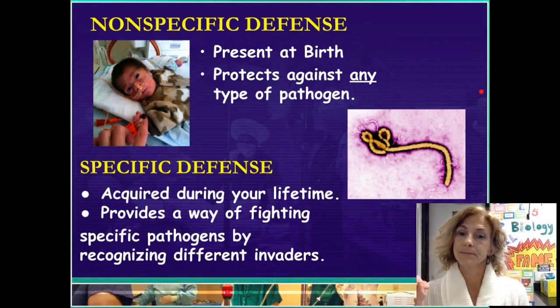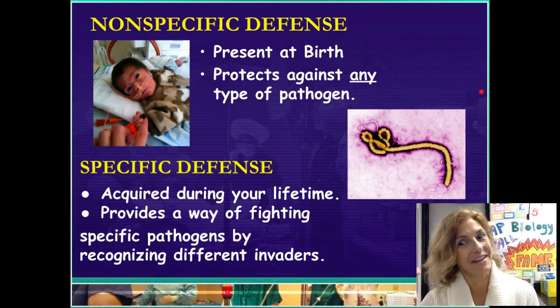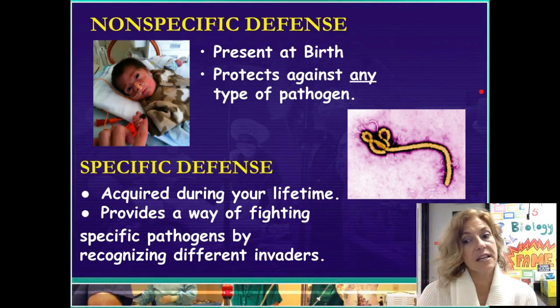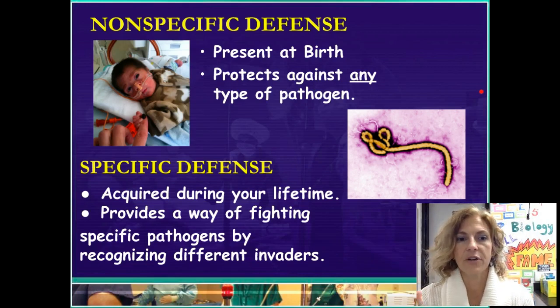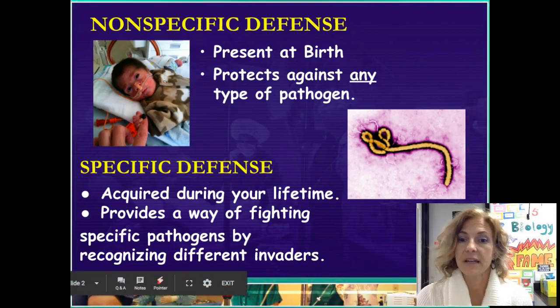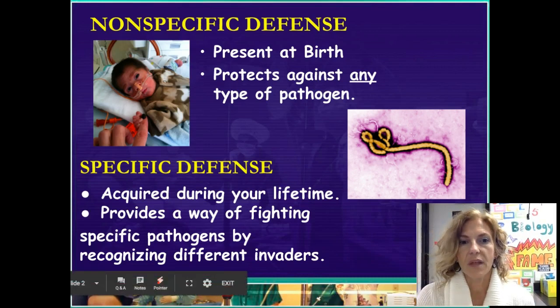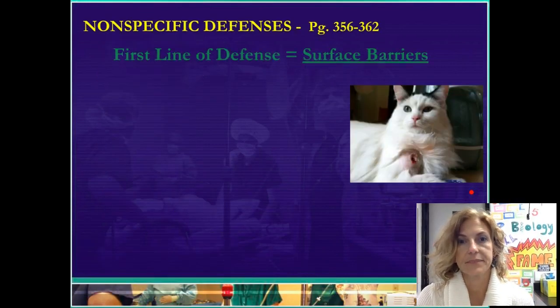Specific defenses, we're going to use that word a lot, are very specific. So you acquire these over time. You have to be exposed to the virus in order to have immunity against it. So you won't be immune to the flu until you've seen it before. So you acquire them during your lifetime, and then you treat every organism a little bit different. You might need a B cell, you might need a T cell, different antibodies fit different bacteria. So that is very specific to the pathogen or the antigen present.